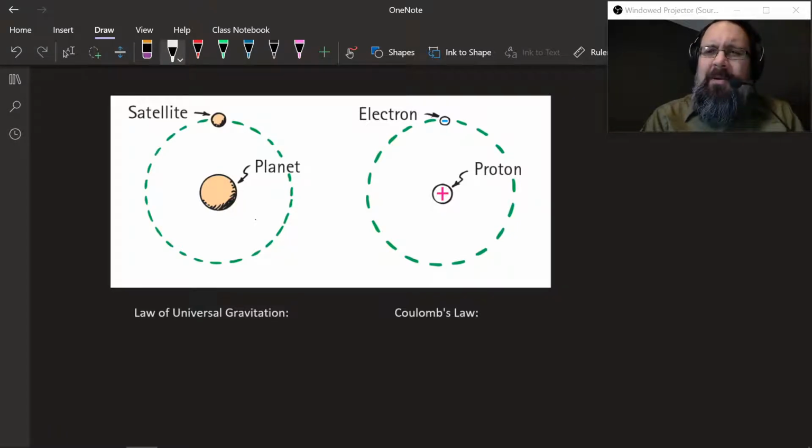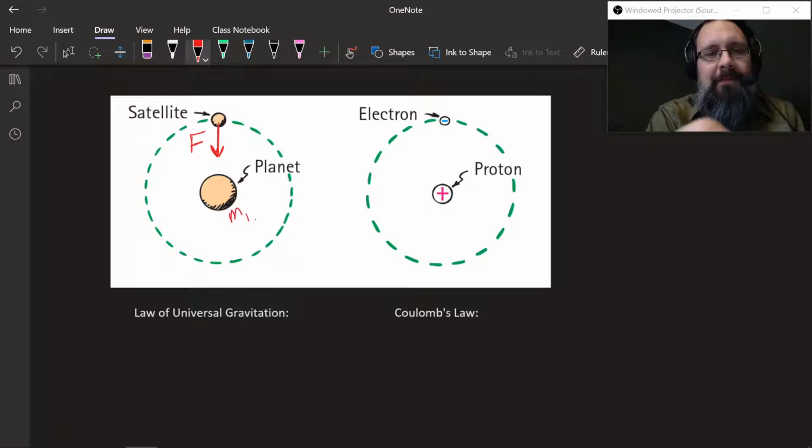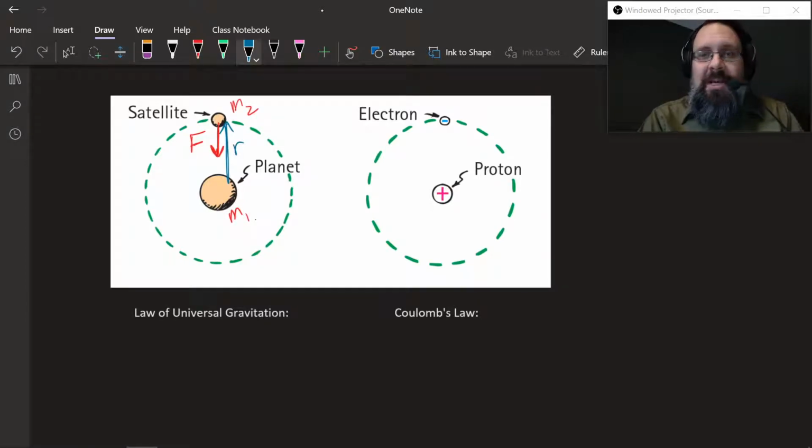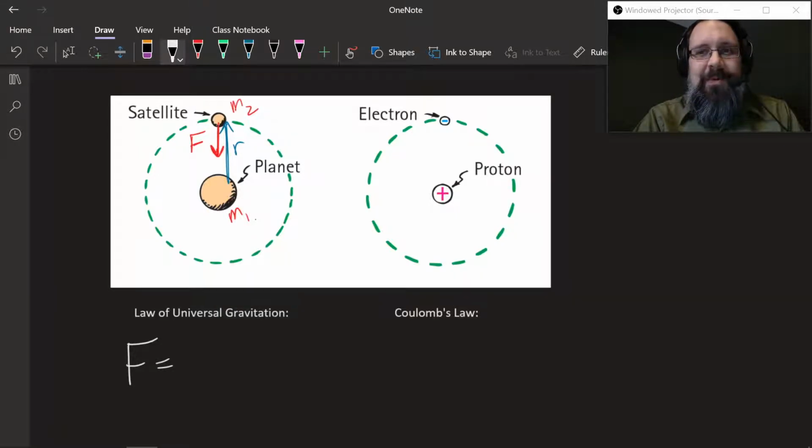All right, so you guys might remember this. We talked about the force. We actually derived this in class, the force between these two objects. We call this m1, we call this m2, and then we call the distance between them r. And there's an equation that relates all of these quantities together. Do you guys remember what that is? It's F equals... this has been a long time since we did this. So do you remember the equation for gravity?